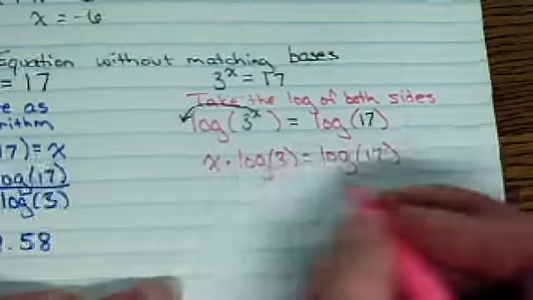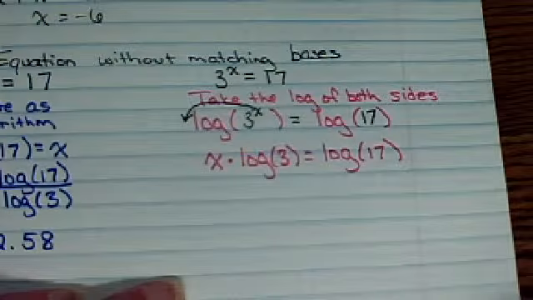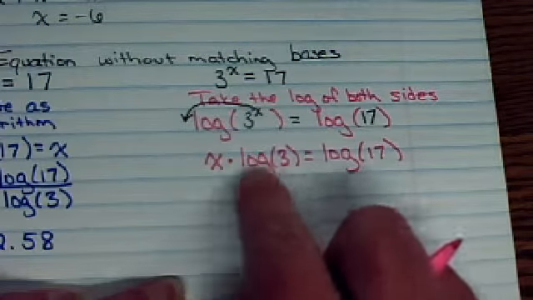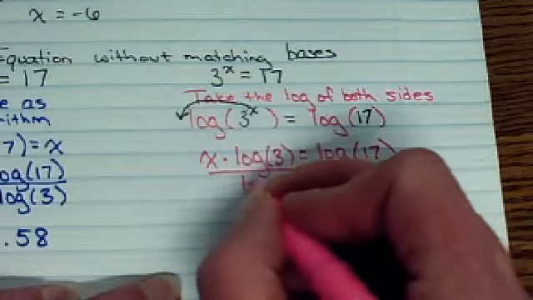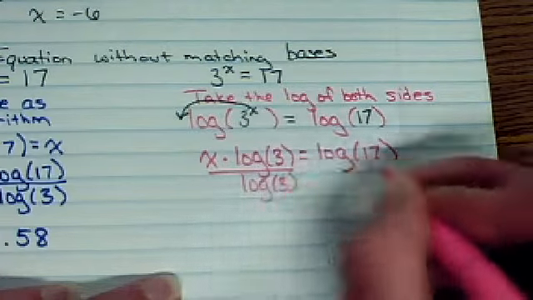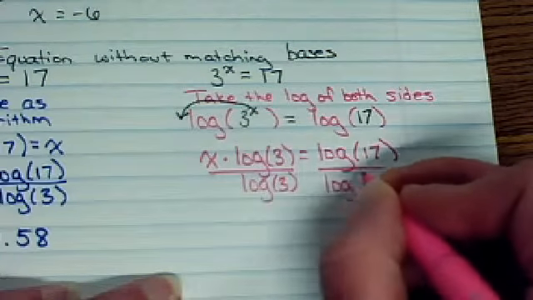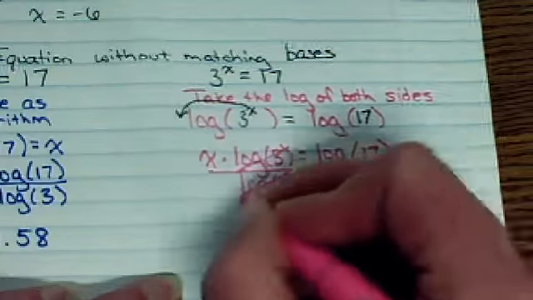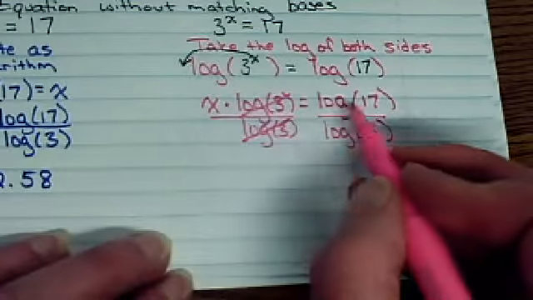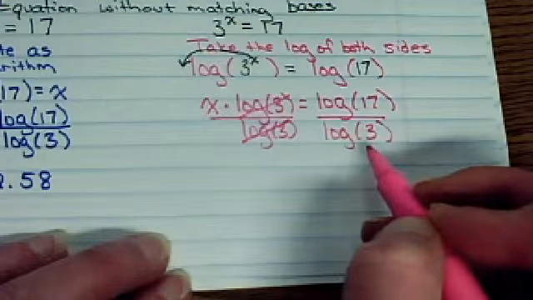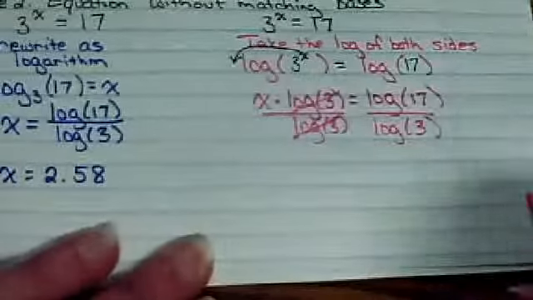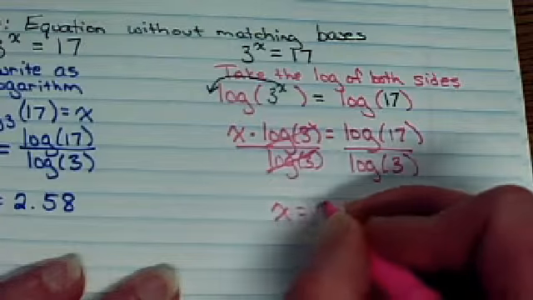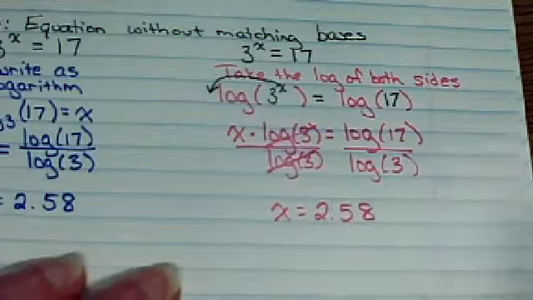Now, log of 3 is just a number. If I put it in a calculator, I will get a number. So it's just a number times x. So to undo it, I can divide both sides by the log of 3. And I get x equals the log of 17 divided by the log of 3. I get the same answer. Exactly the same answer.